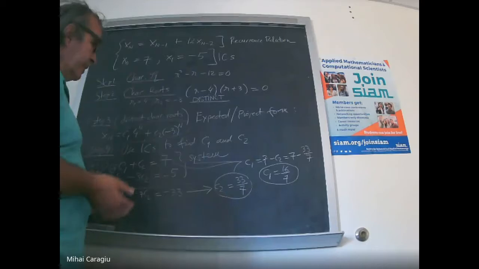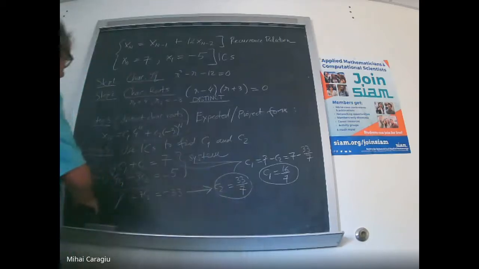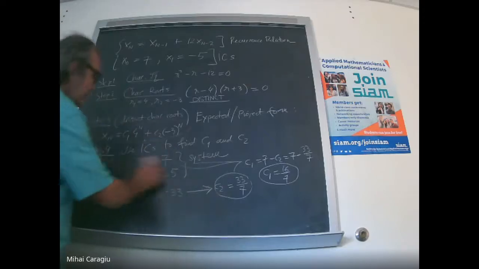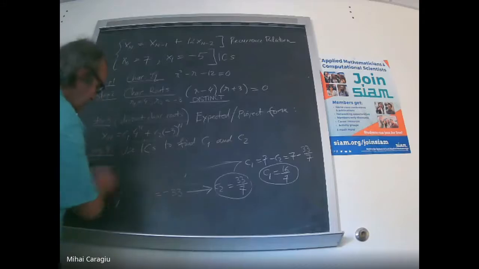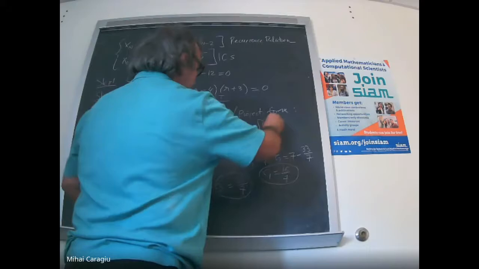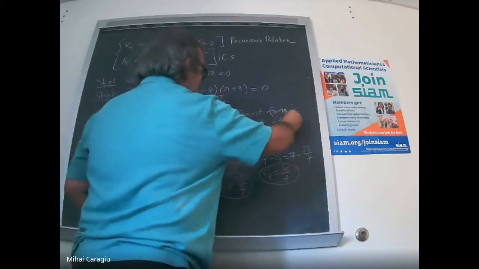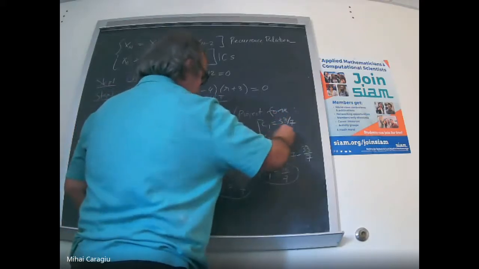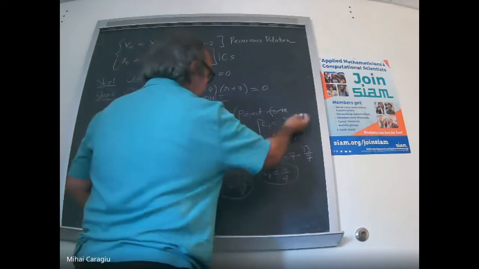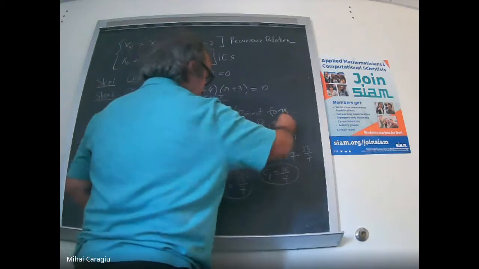So we are ready to formulate a conclusion. So in step 3, let me summarize what we got in step 3. Use the initial conditions to find C1 and C2. And we got C2 equals 33 over 7, and C1 will be 16 over 7.